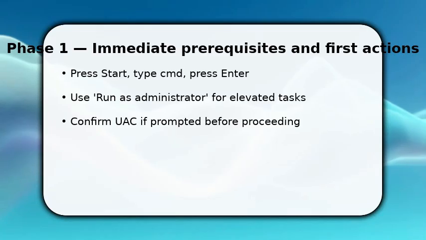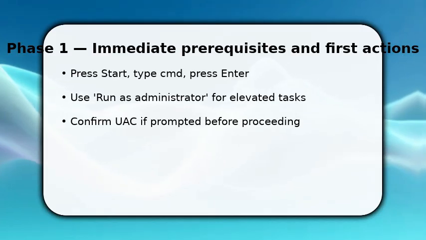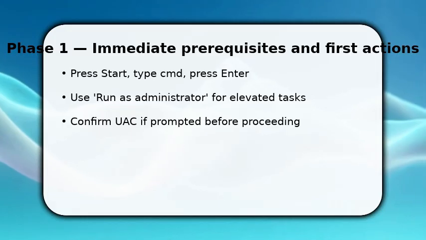You start by opening Command Prompt quickly. Press Start, type CMD, and hit Enter. If you need system access, right-click and choose Run as Administrator. This gives you elevated permissions.